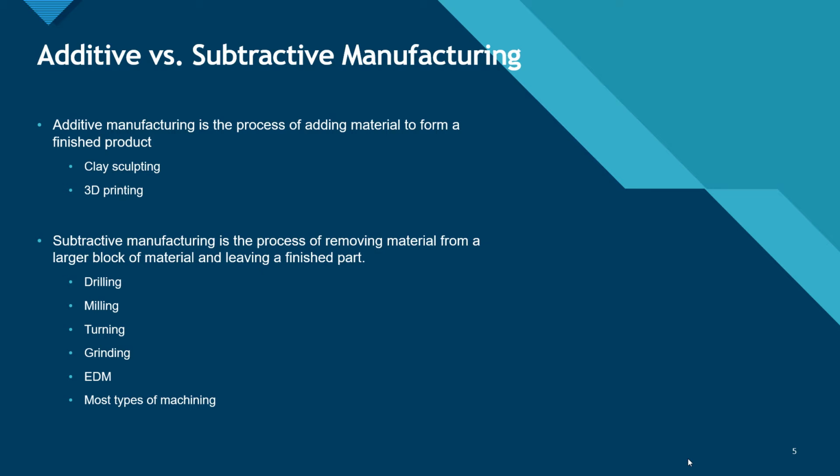Subtractive manufacturing is the process of removing material from a larger piece to create the finished part, such as you did in your machine shop course where you drilled things, put them on the milling machine or turned them. It can also be done through grinding or EDM, electric discharge machining.